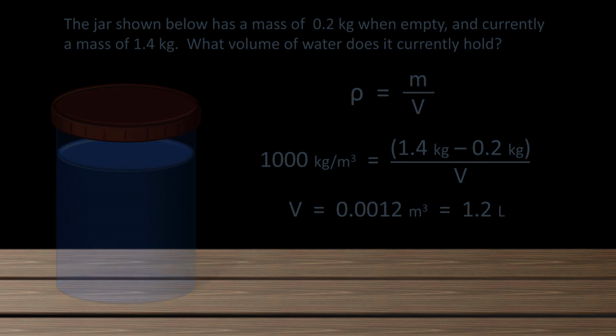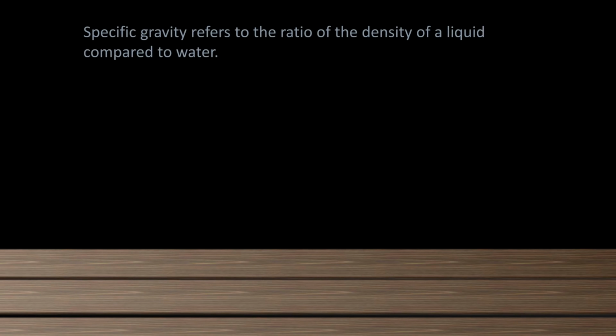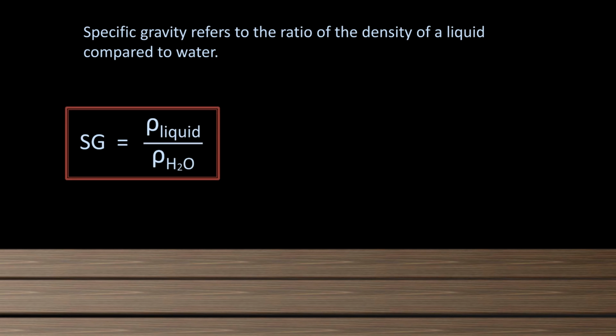Moving on from density, let's discuss the concept of specific gravity. Specific gravity refers to the ratio of the density of a substance compared to that of water. Mathematically, this means specific gravity, often abbreviated capital S capital G, equals the density of the liquid divided by the density of water. Yet another super easy equation.